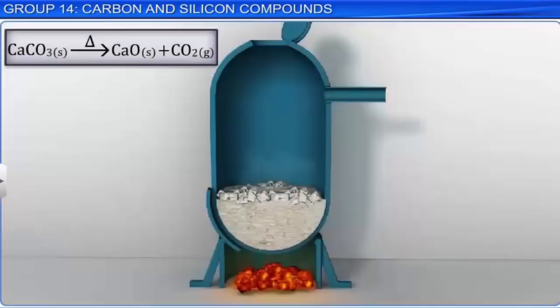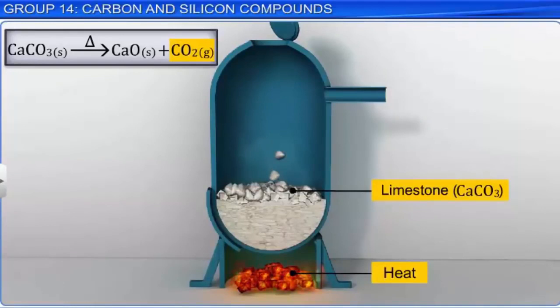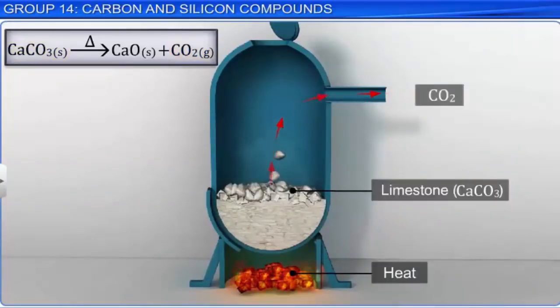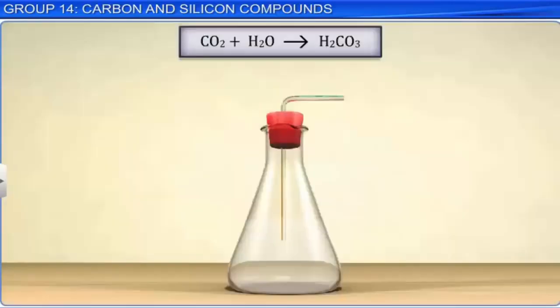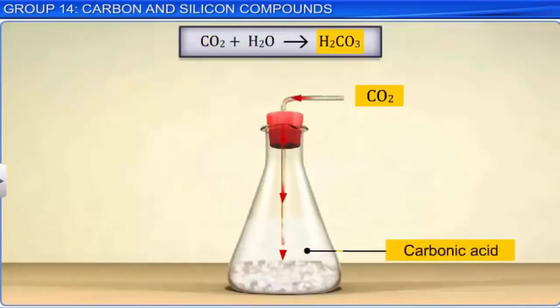On a commercial scale, carbon dioxide can be prepared by heating limestone, CaCO3, until it decomposes. In water, carbon dioxide reacts to form carbonic acid, H2CO3.